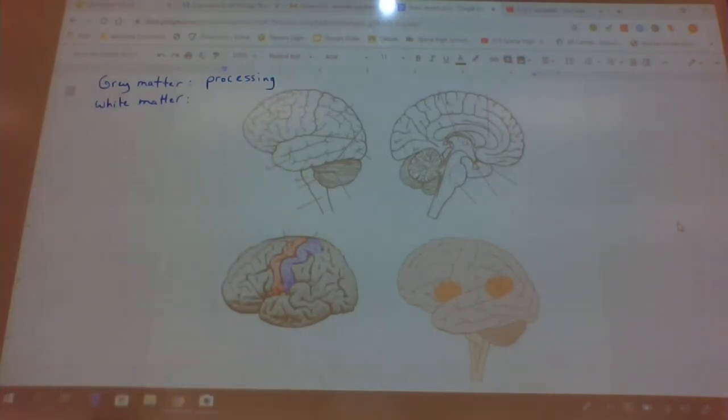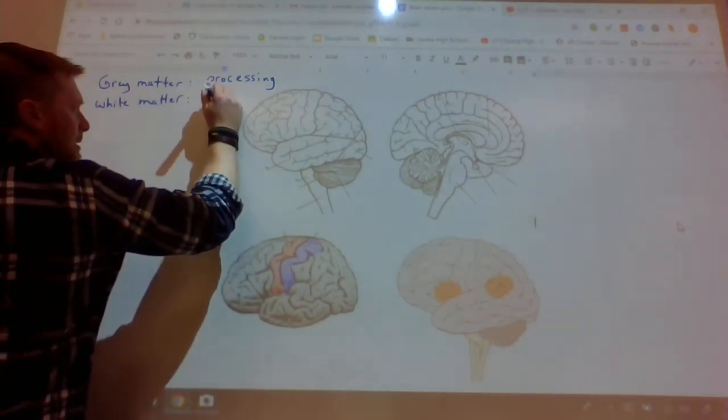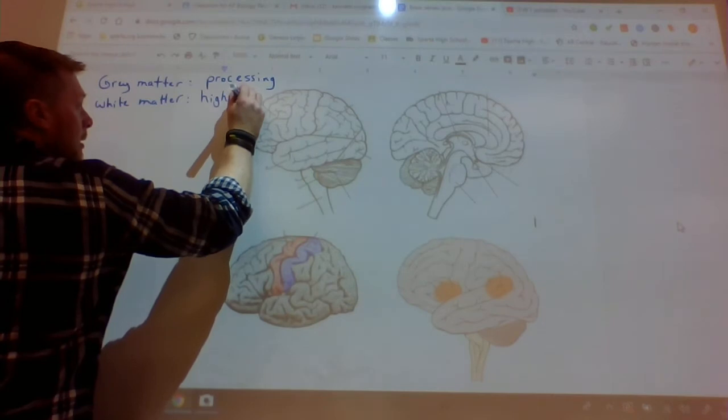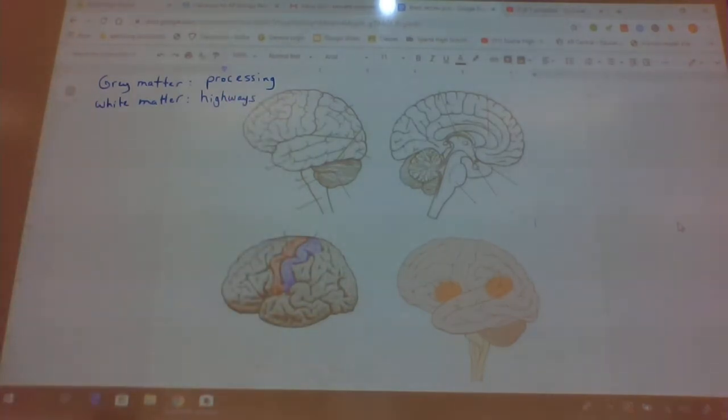When we look at the white matter in the brain, it's made up mostly of fat, and we describe the white matter as like the highways within the brain. So it's where all the information travels. So they're like highways of information within the brain.